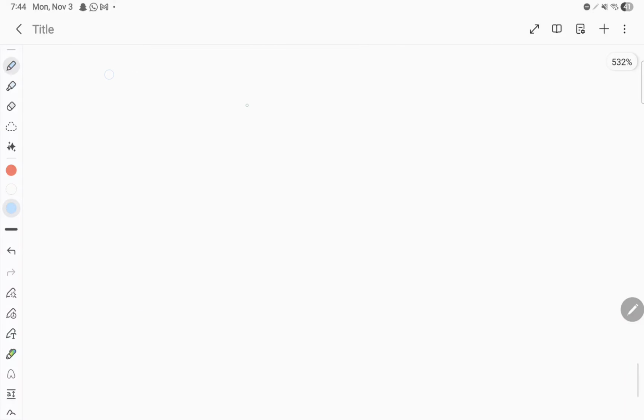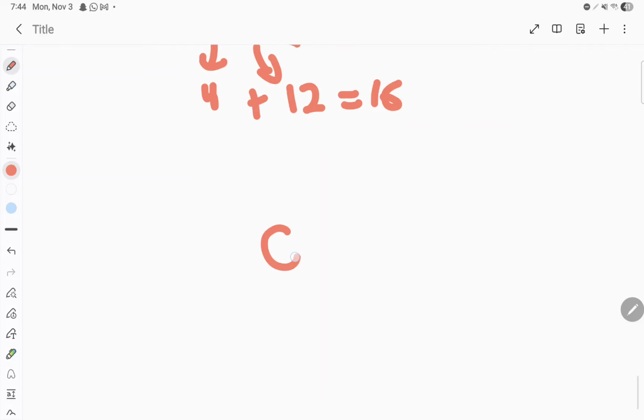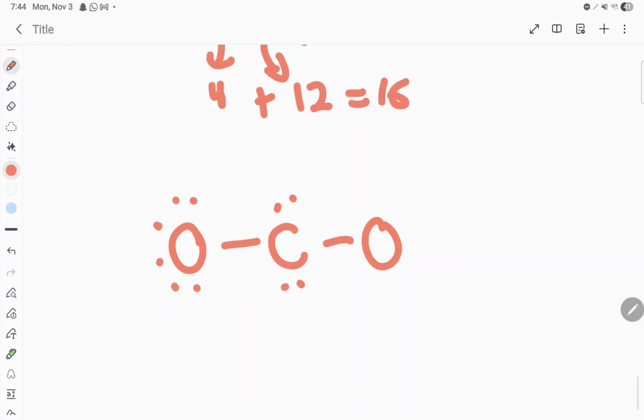Anyways, now we have CO2. Actually, let me change back the color. CO2. C is in group 4. O is in group 6. And you have 2 of it, so it is 12. Add them together, you get 16. Now, C, then you do single bonds, O, O. By the way, in the exam, do it with pencil. It's going to save you a lot of sanity.